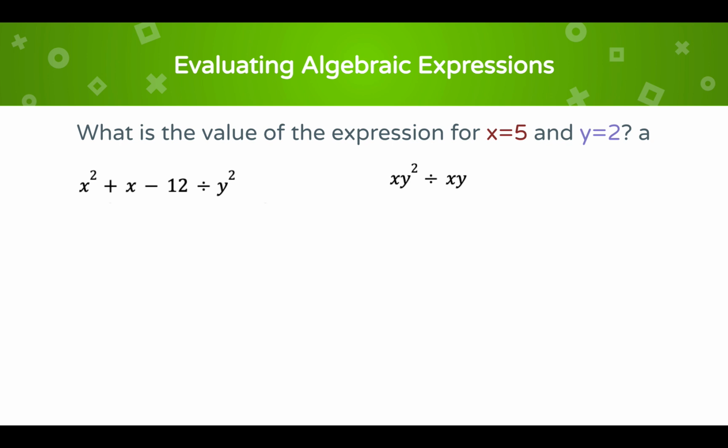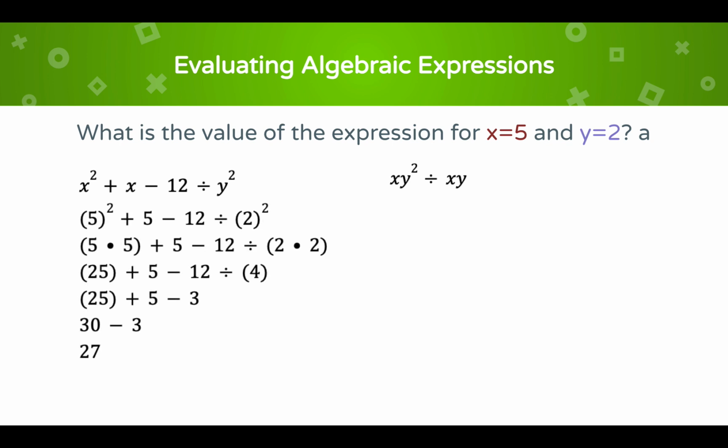But because we know x is 5 and y is 2, every time I see an x, I can plug in a 5, and every time I see a y, I can plug in a 2. So x squared, we get 5 squared. x becomes just 5, the minus 12 is just minus 12, and then y squared becomes 2 squared. And from here, it's just order of operations. So 5 squared, 5 times 5, and 2 squared, 2 times 2. 5 squared is 25, 2 squared is 4. So we have 25 plus 5 minus 12 divided by 4.